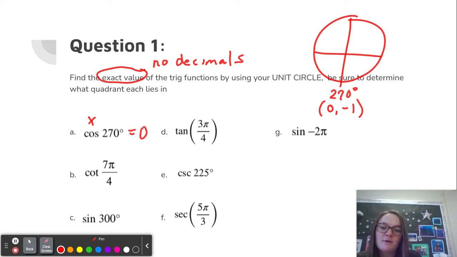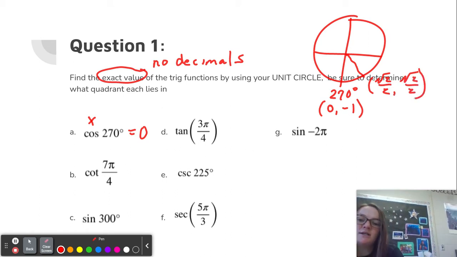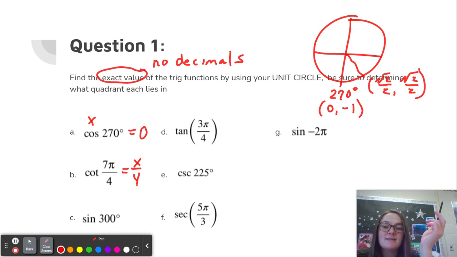Next one, cotangent of 7 pi over 4. So 7 pi over 4 is located right here at 315 degrees, and its ordered pair is radical 2 over 2, comma, radical 2 over 2. To find cotangent, I need to find x over y, and that is something you're going to need to memorize for the quiz. You're going to need to remember that tangent is y over x, but cotangent is x over y. So I'm going to take the x value. Sorry, I wrote this wrong. This is negative radical 2 over 2, comma, radical 2 over 2.